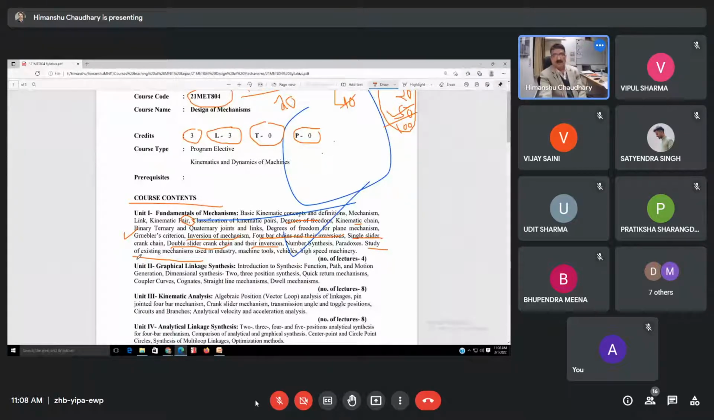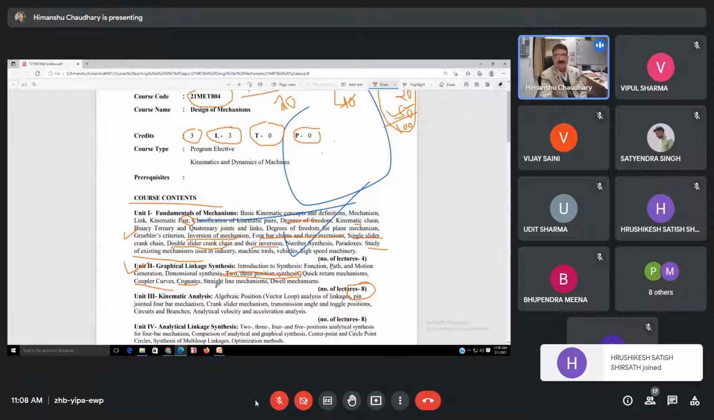And we also take up some industrial problems and convert them into kinematic sketches and degree of freedom. Right? In the second unit, that is 8 lectures, synthesis is defined, particularly three types of synthesis: function, path, and motion generation. There we will also do some programming for synthesis. In graphical synthesis, we also touch on coupler curves, cognates, straight line mechanisms, and dwell mechanisms. This type of application.